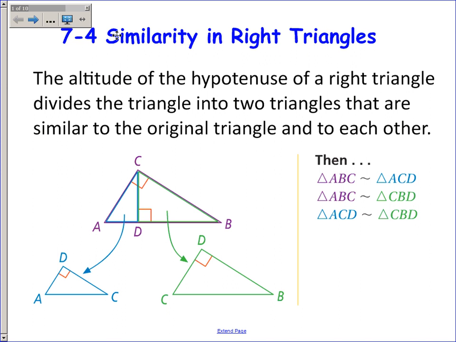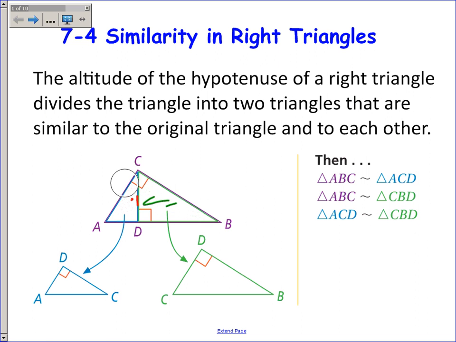Section 7-4 is about similarity in right triangles. If you draw in the altitude of a right triangle to the hypotenuse, what you actually have created are three similar right triangles. In this picture, CD is the altitude, and I've created three triangles: a small one, which is this one right here, also drawn down here in blue. There is a middle one, which is drawn down here in green, and there's the overall one.